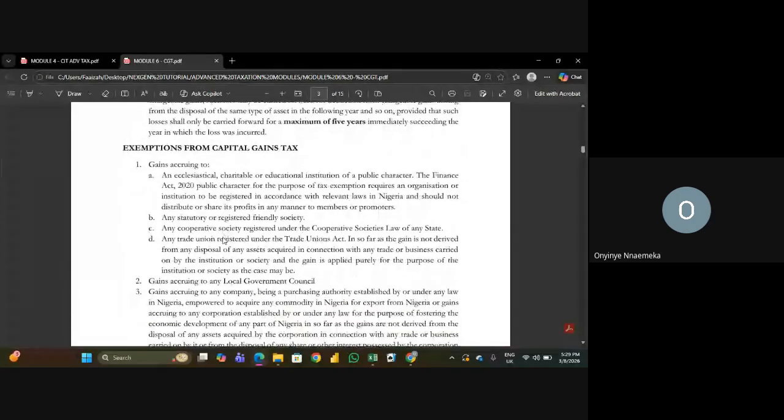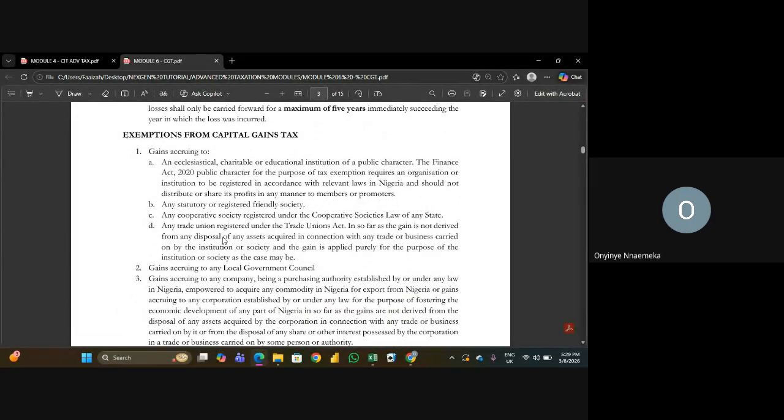So, exemptions from capital gains. There are some gains that are exempted.